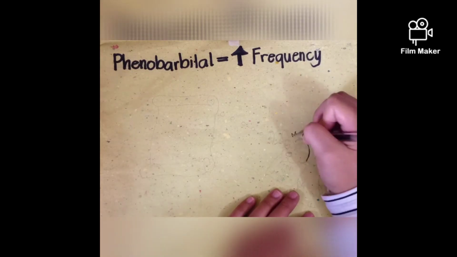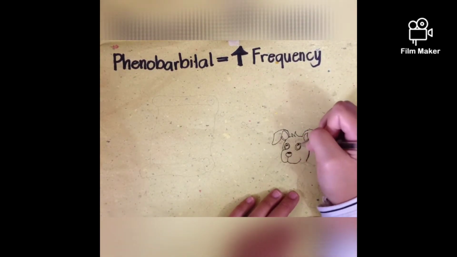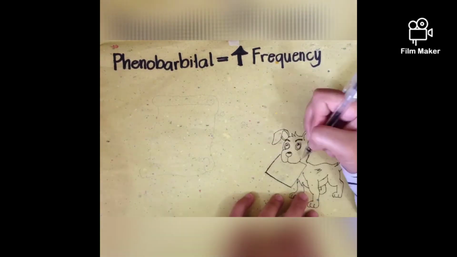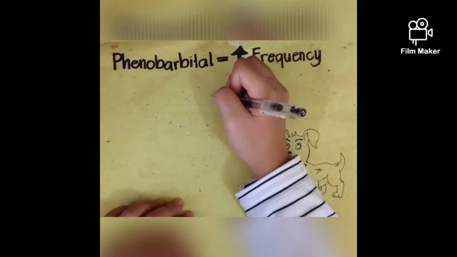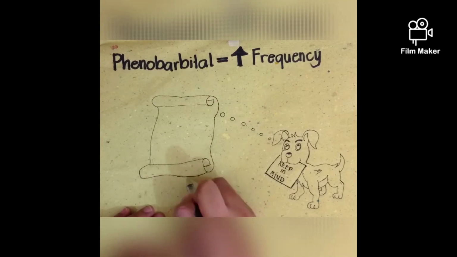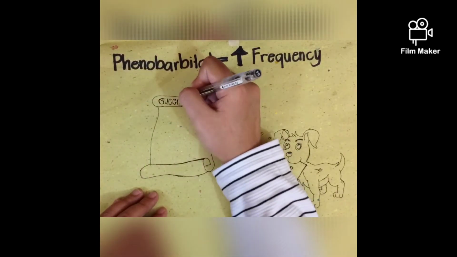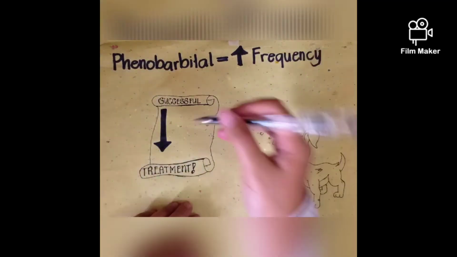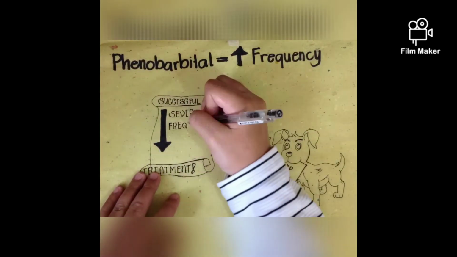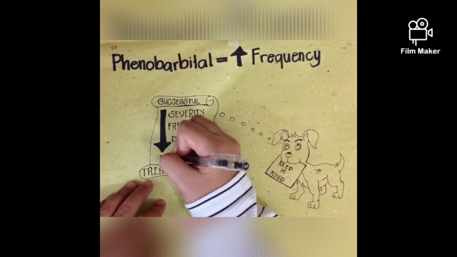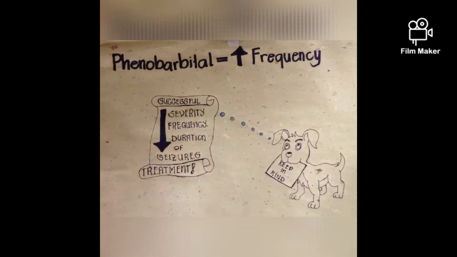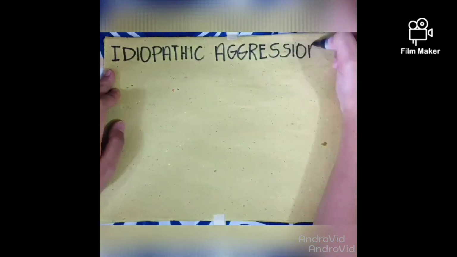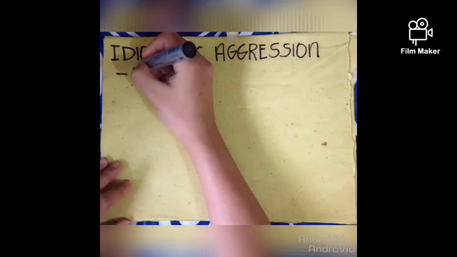Animals will have a dramatic decrease in frequency when treated with oral anticonvulsants. Phenobarbital is the preferred drug for dogs and cats because it is relatively safe and effective. Keep in mind that a successful treatment means reduction in severity, frequency, and duration of seizures, and not the complete elimination of the problem. The last episodic behavior is idiopathic aggression or rage syndrome.